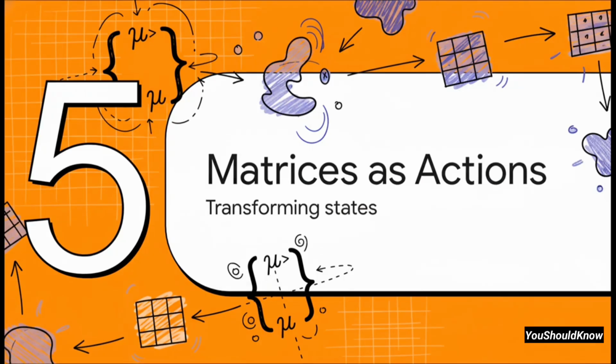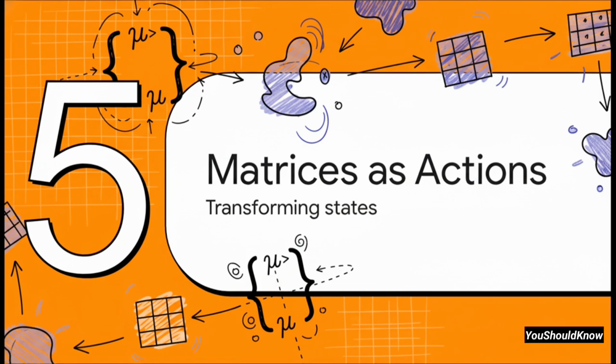Okay, so we've got our states, the kets, hanging out in Hilbert space. But states don't just sit there, right? They change, they evolve over time. So how do we describe that? We need a way to act on our kets, to do things to them. And that's where matrices come into the picture.